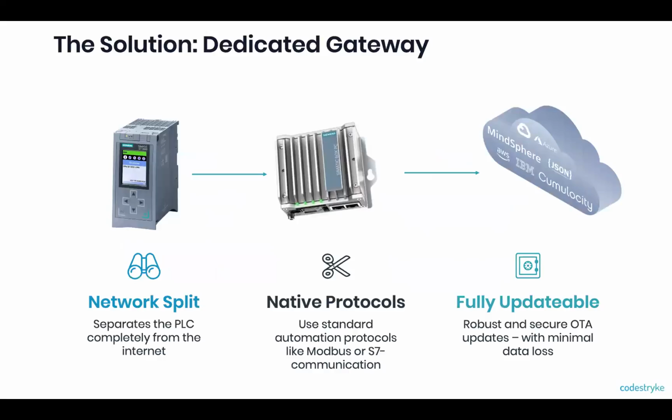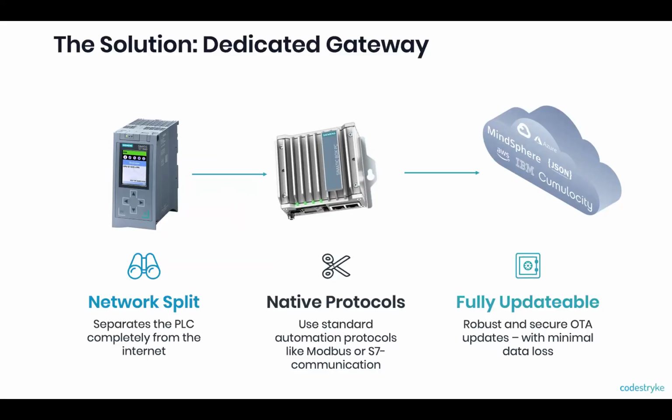And the easy answer is that you must stay away from connecting the PLC directly to the internet and always use a dedicated gateway. With a dedicated gateway, you have the possibility to split the networks. So you have a separate network for the machine with all the unauthenticated communication going on, and then you have another network that establishes the internet connection or the connection to your company network.